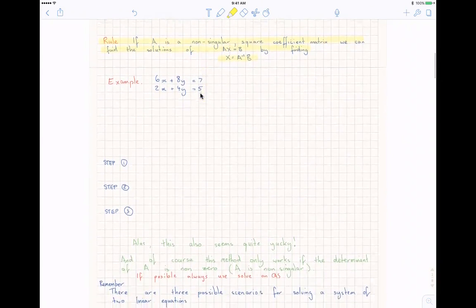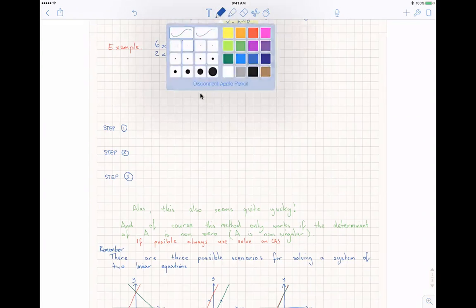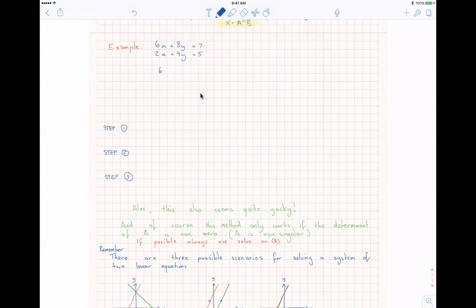So here's an example. The first step is to write that in matrix form. So we write out the coefficient matrix as we previously did above.